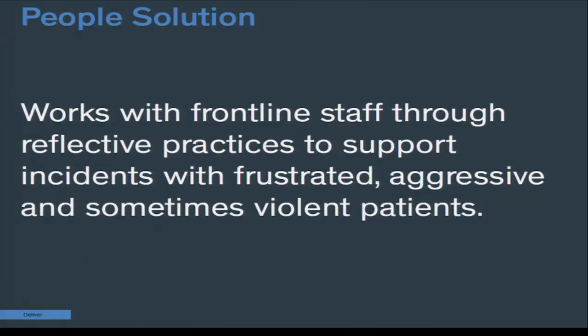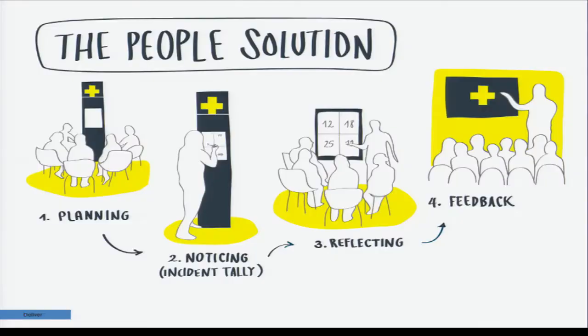The second strand of the solutions works with frontline A&E staff through a reflective program called the People Solution. So it provides a forum for staff to consider without blame the factors that influence their interactions with frustrated, aggressive, and sometimes violent patients. So the program encourages a group of A&E staff members representing a cross-section of the department. So receptionists to nurses to consultants to meet regularly and discuss the factors that undermine the staff and their capacity to care for patients. The goal of it is to identify factors that impact on the collective mood and to work to remove the root causes of these incidents.